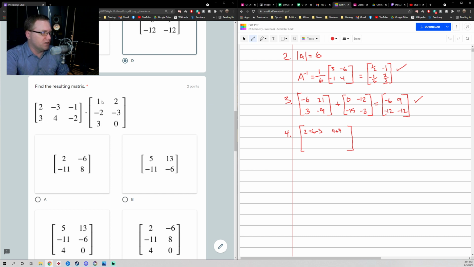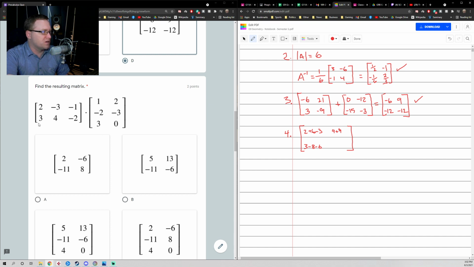So we're going to go 3 times 1 is 3. 4 times -2 is -8. And -2 times 3 is -6. Okay. And then now we want the second row, second column.